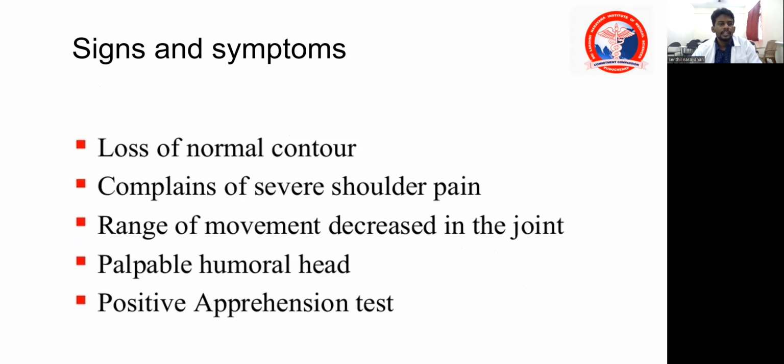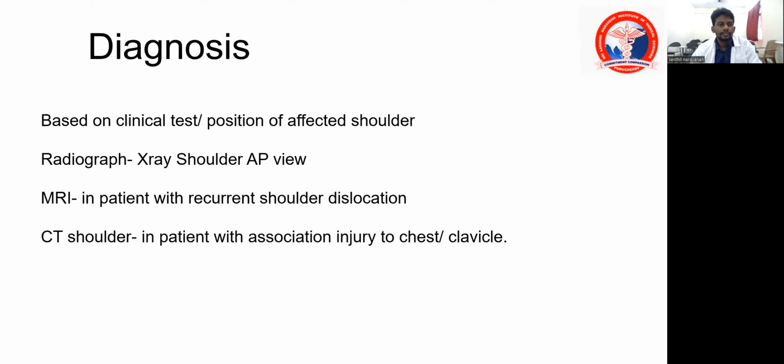Signs and symptoms: there is loss of normal contour, complaints of severe shoulder pain, and decreased range of movement. The humeral head is palpable, and apprehension is positive. Diagnosis is based on clinical tests or the position of the affected shoulder, with radiograph, X-ray of the shoulder, and MRI. In patients with recurrent shoulder dislocation, we take an MRI to look at the dynamic structures, mainly the rotator cuff muscles, deltoid, and biceps, as well as atrophy, labrum damage, and soft tissue injuries.